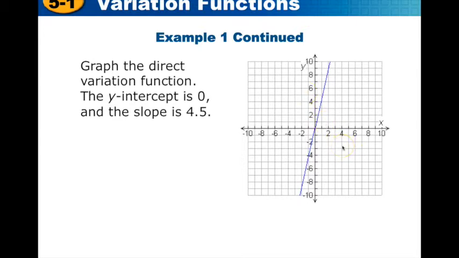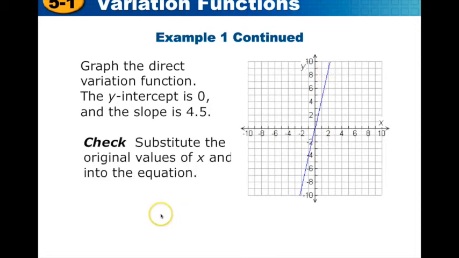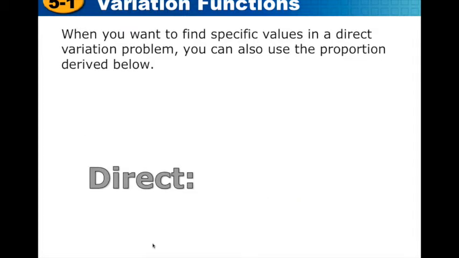so 4.5 as a fraction would be what, 9 over 2. So okay, there it is. Go up 9, rise 9, run 2, and so we would have a point right there, and so you can draw your line. You can check this by substituting the original values of x and y into the equation. We get 27 equals 27.